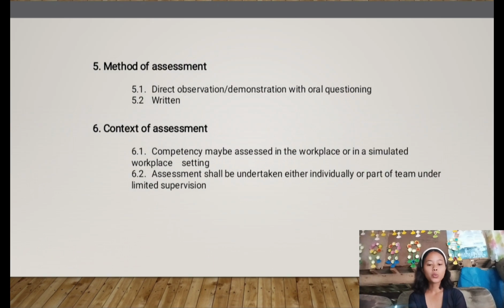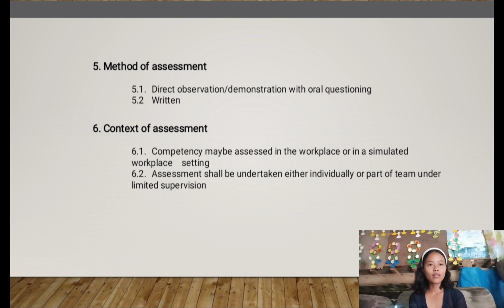Number 5 is method of assessment: direct observation, demonstration with oral questioning, and written. And last but not least is context of assessment. Competency may be assessed in the workplace or in a simulated workplace setting. Assessment shall be undertaken either individually or as part of a team under limited supervision.